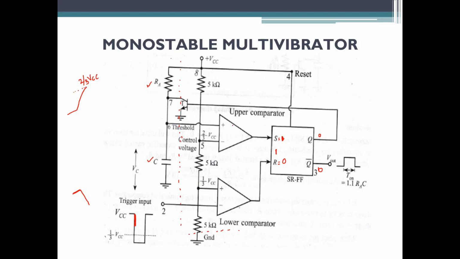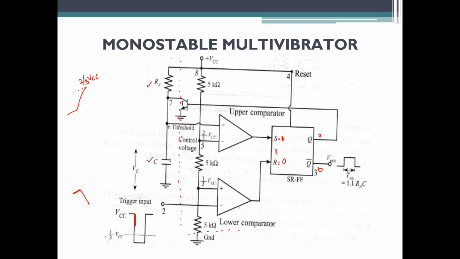Continuously, what is happening is, let's say initially the flip-flop contains a data of 1. When it contains a data of 1, the output at the flip-flop will be 1. Because of this, the transistor will be on and the voltage will be getting shorted here. The capacitor will not start to charge.